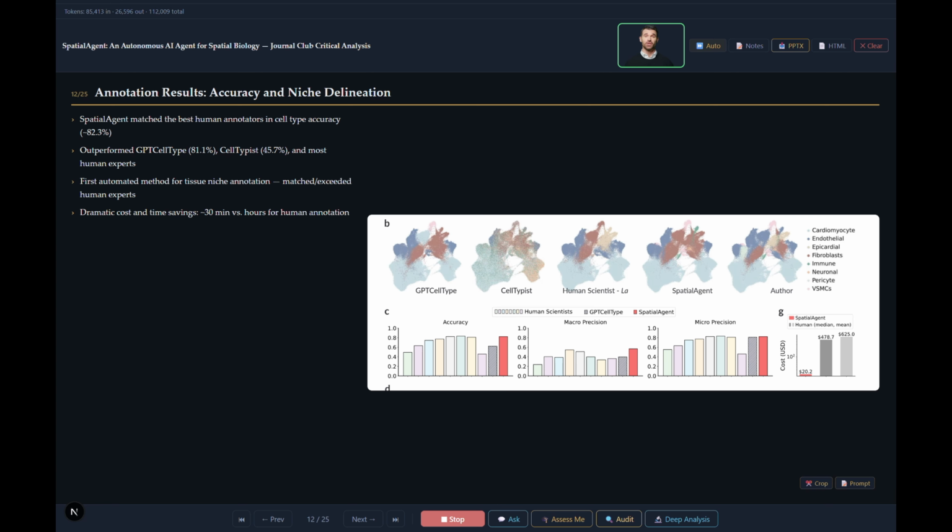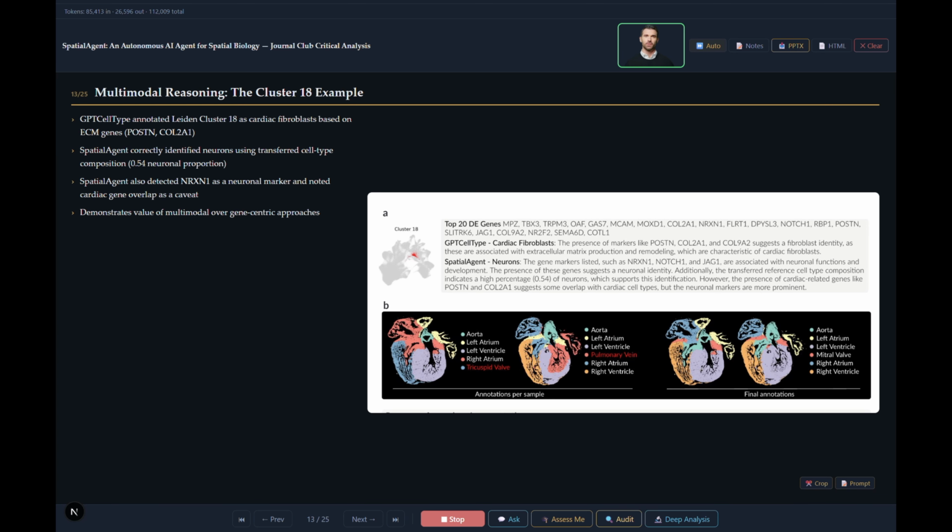However, let's note what SpatialAgent got wrong. It failed to identify epicardial cells, a tissue-specific population that some human experts caught. This reveals a key LLM bias, defaulting to common annotations from training data rather than incorporating dataset-specific context. This is one of the most illuminating examples in the paper.